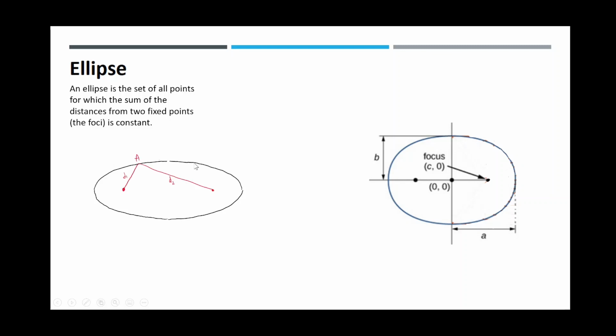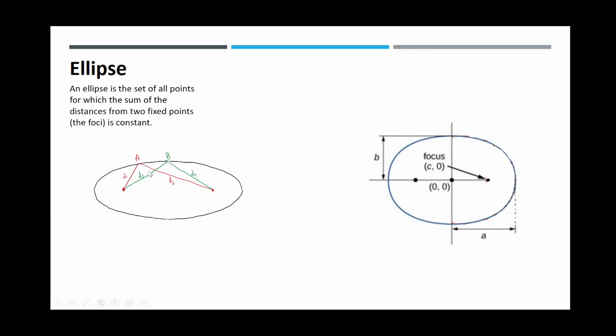So I have here a picture, and I will put a random point A on the ellipse. And here we have the two focal points with these two red dots. So this distance D1 plus this distance D2, because it says sum of two distances, is going to be the same as if I put another random point on the ellipse. So let's say I had point B here.